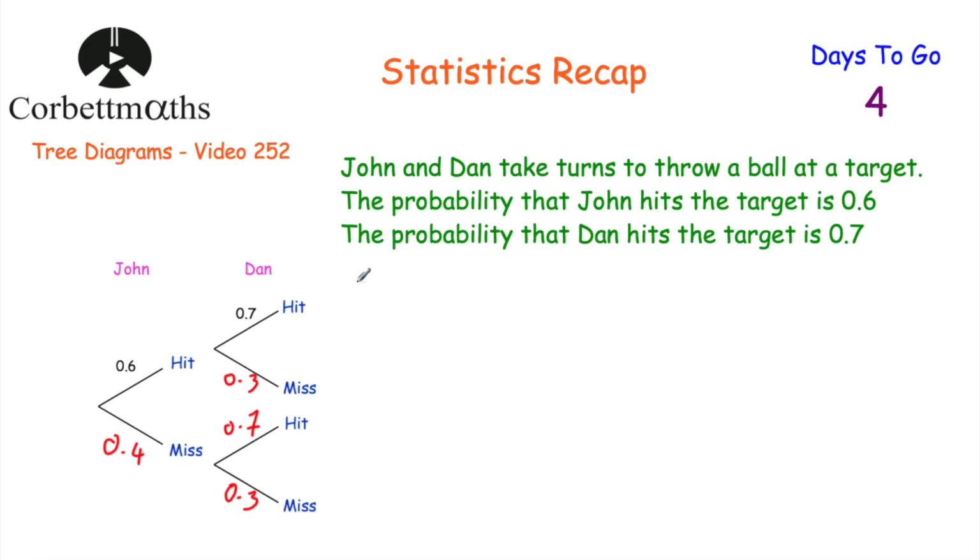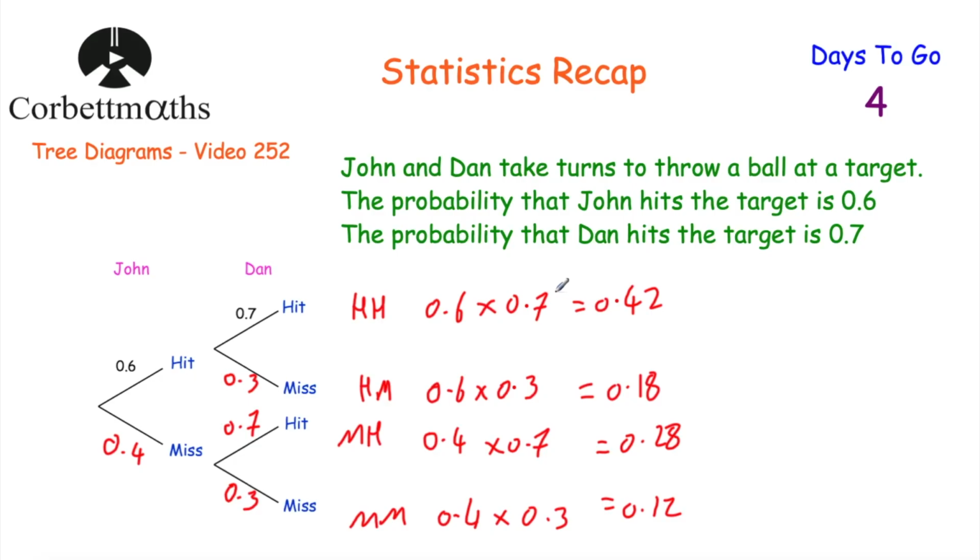So you might be asked, what's the probability that both of them hit the target? So to find the probability of a hit and a hit, you multiply the two probabilities along the branches. So we would do 0.6 times 0.7, which would be equal to 0.42. So whenever you're dealing with tree diagrams, you multiply the probabilities on the branches. So a hit and a miss would be 0.6 times 0.3. A miss and a hit would be 0.4 times 0.7, and a miss and a miss would be 0.4 times 0.3, and that's how you'd find the probabilities.